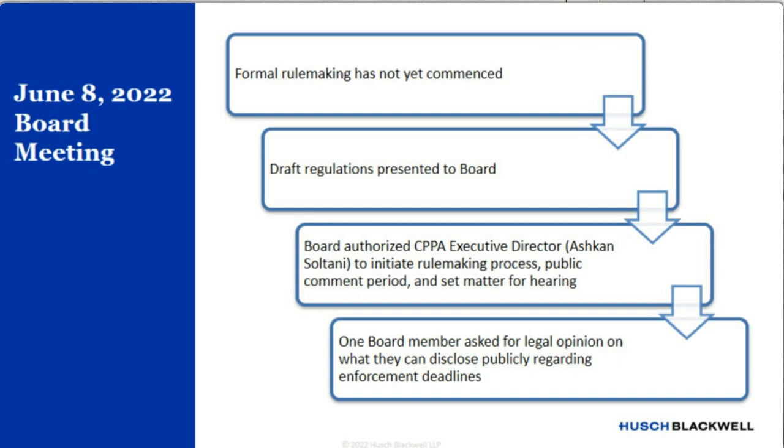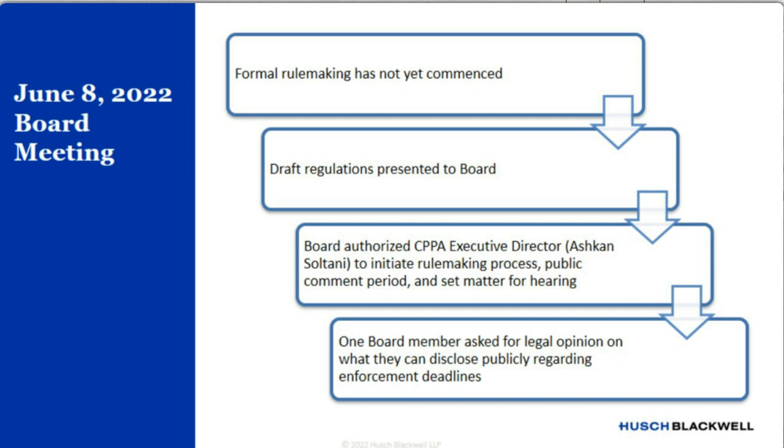You can say that the CPRA requires the regulations to be finalized by July 1st. It's not happening. Everybody knows it. We haven't even started yet. So the point being, this is a work in progress. The question then is, when will these be finalized? When can we anticipate starting our compliance process?